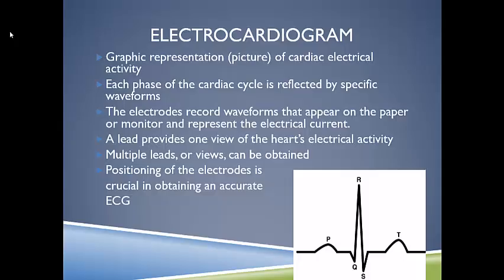It's a graphic representation of cardiac electrical activity. Each phase of the cardiac cycle is reflected by specific waveforms. In the lower right-hand corner, you see a QRS complex. It starts with your P wave, your Q, your R, your S, and ends with your T. The electrodes record waveforms that appear on the paper or monitor and represent the electrical current.